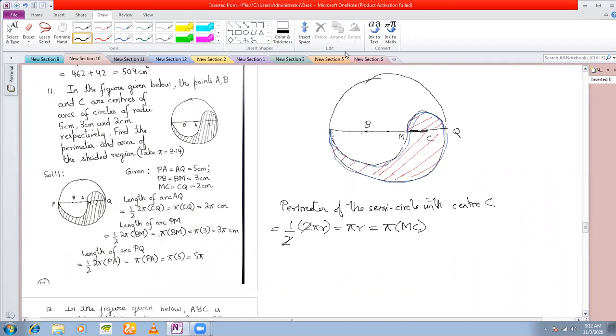And what is the length of MC given? What is the radius of this semicircle with center C? It is given to be 2 centimeters. So this is 2 pi. Okay, so perimeter of the semicircle.